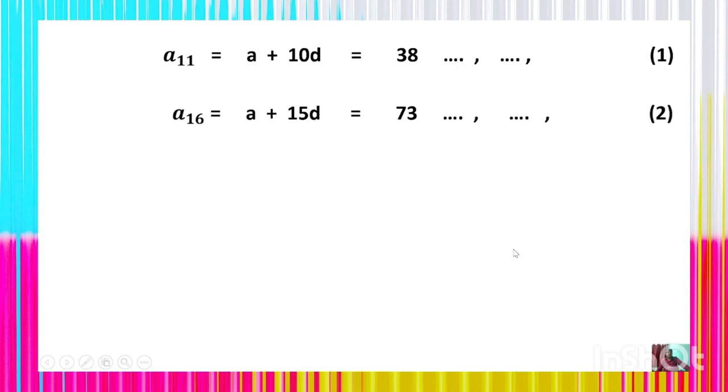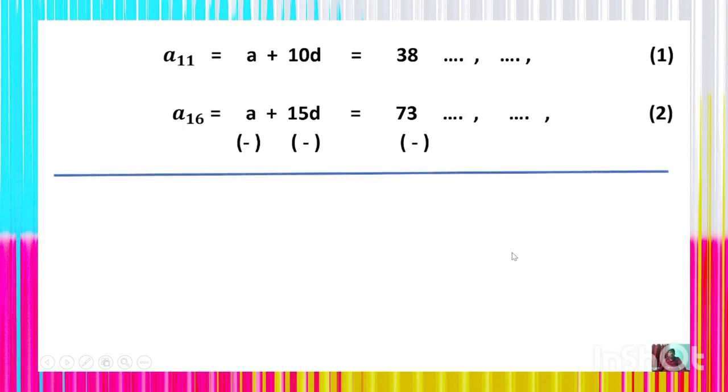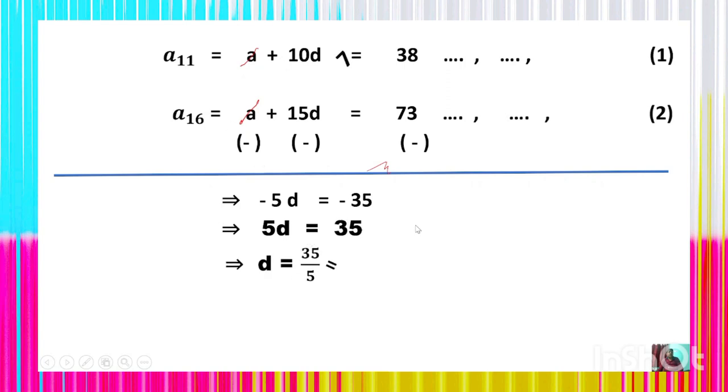Let's see. Here we got A11 is equal to A plus 10D is equal to 38, which is equation 1. A16 is equal to A plus 15D, which is 73, which is equation 2. Now subtracting equation 2 from equation 1, after cancellation of A we get 10D minus 15D, which is minus 5D, and 38 minus 73, which is minus 35. Thus 5D is equal to 35 and D is equal to 35 upon 5, which is 7. Thus, the common difference D is equal to 7.